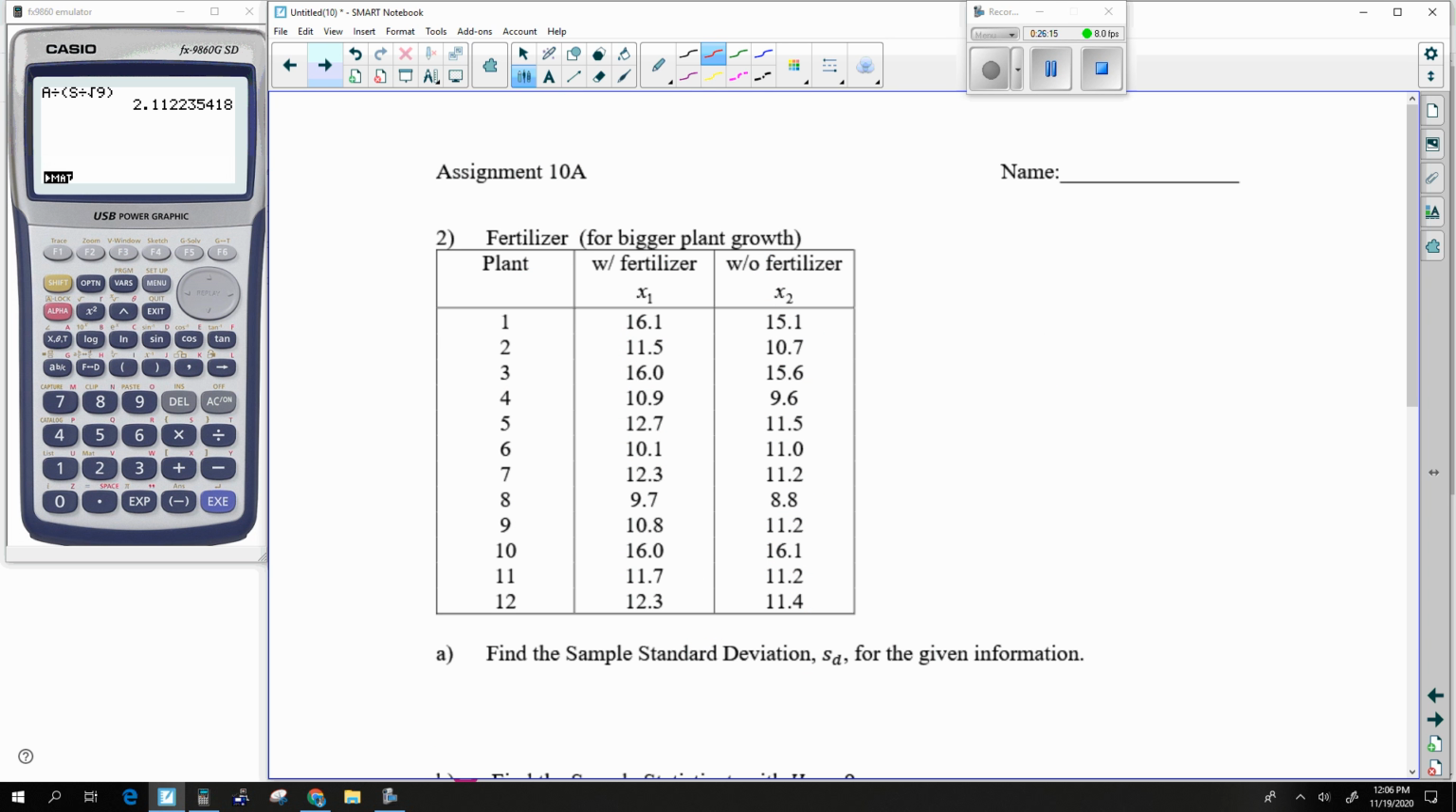Okay, let's go ahead and take a look at the second question. Here we're looking at plant fertilizer. Does fertilizer make the plant grow larger or whatever?